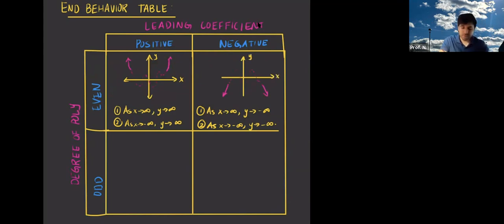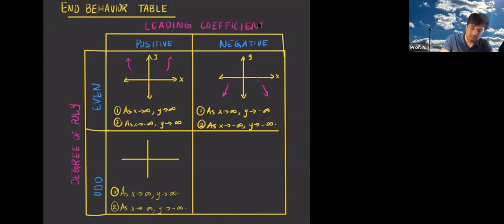Okay? So again, we're just summarizing what we've just done. And then as x goes to positive infinity, y goes to positive infinity. As x goes to negative infinity, y goes to negative infinity. So then this is the case where we have the ends.